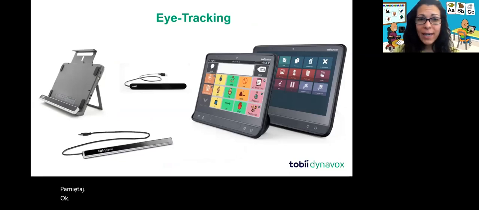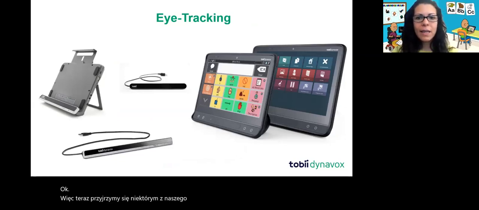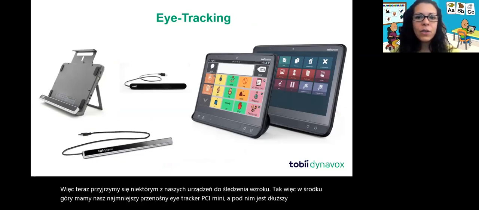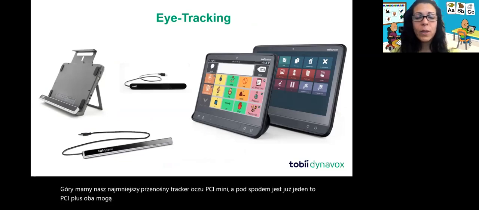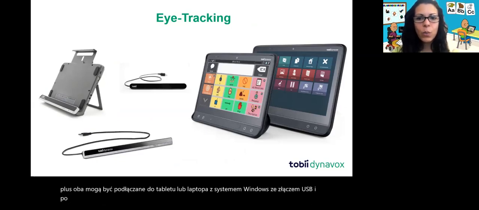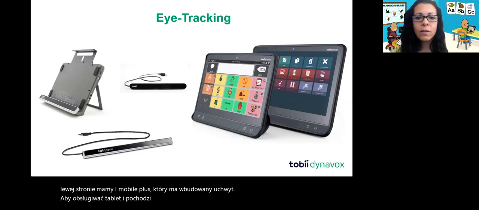So now we'll look at some of our eye tracking devices. In the middle of the top, we have our smallest portable eye tracker, the PCI Mini. Underneath it is the longer one, the PCI Plus. Both of them can plug into a Windows tablet or laptop with a USB connector. And on the left-hand side, we have the iMobile Plus, which has a built-in bracket to support a tablet, and it comes with speech recognition, switch, and IR, or infrared, for hands-free access.